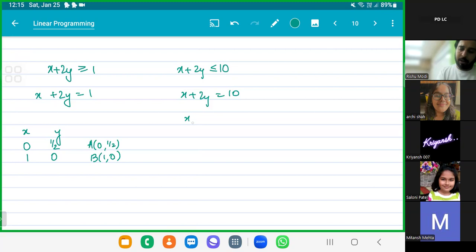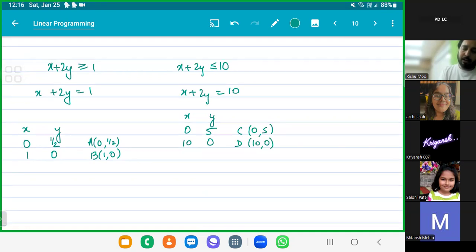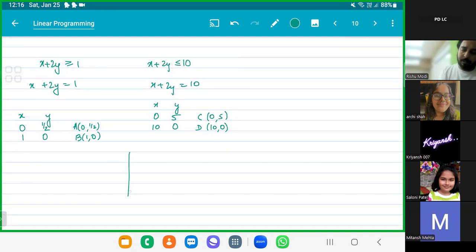If I substitute here also, same thing, 0 and 0. If x is 0, y is 5, and y is 0, x is 10. C and D are (0, 5) and (10, 0). Right? So if I go on to the graph part, I have (0, half). So this is (0, half) and (1, 0).